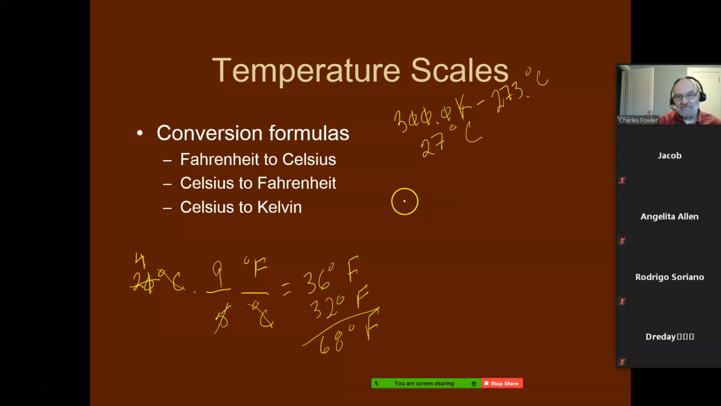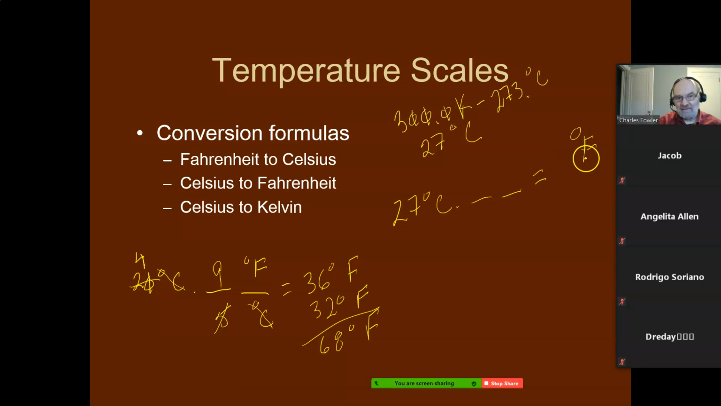So 27 degrees Celsius, you're going to have to multiply that by a fraction to get to degrees Fahrenheit above freezing.